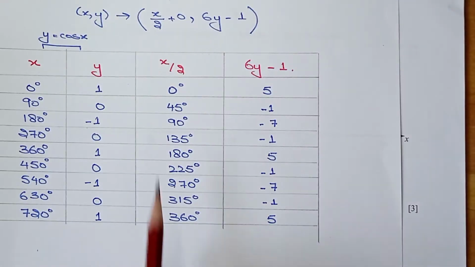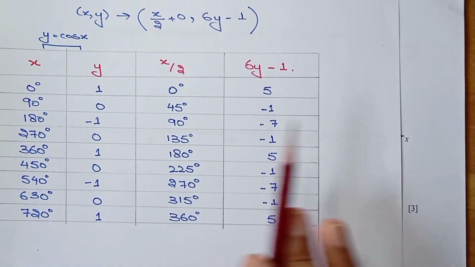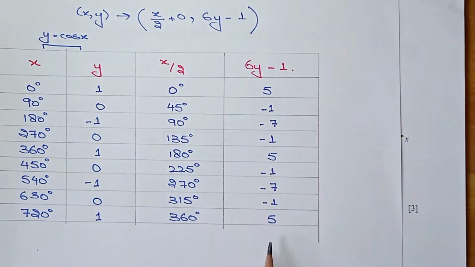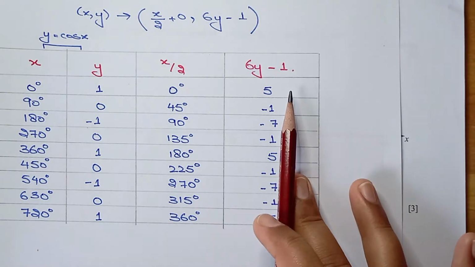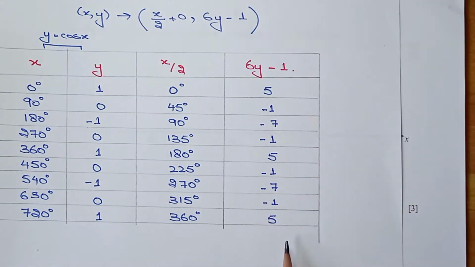Now we have to plot these values onto the grid. These are the x values and these are the y values, right? As you can see, the y values are positive and negative, and the range goes from negative 7 to positive 5.